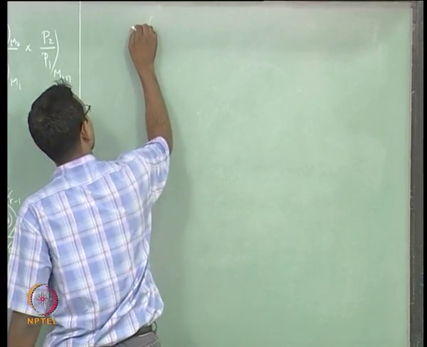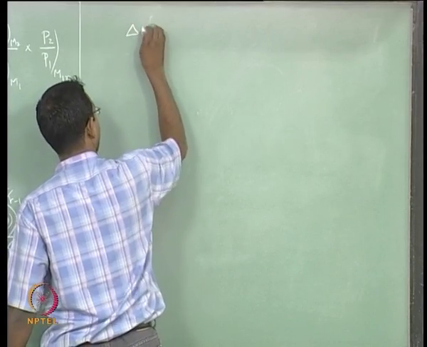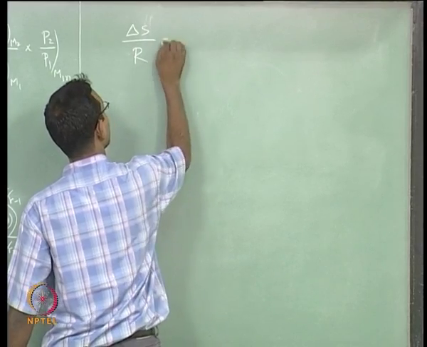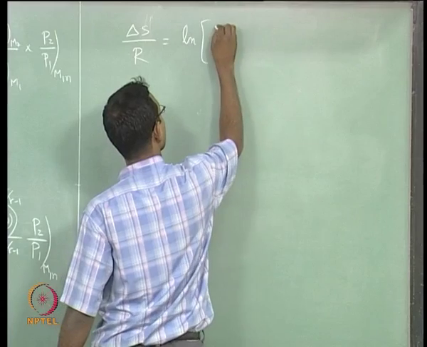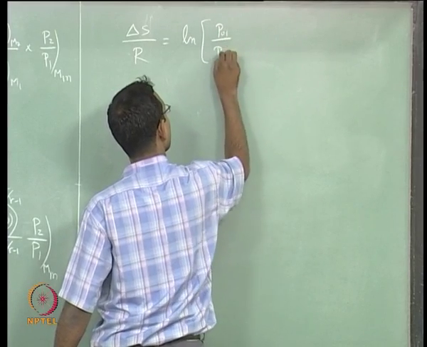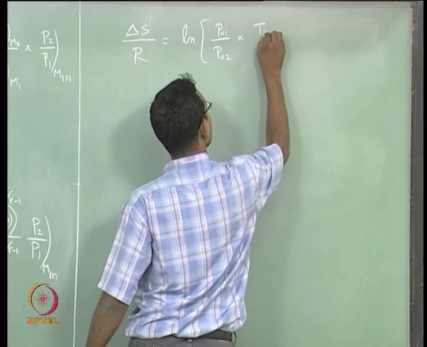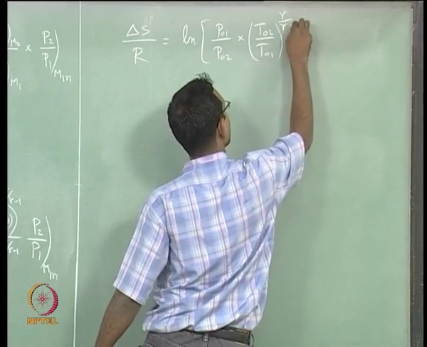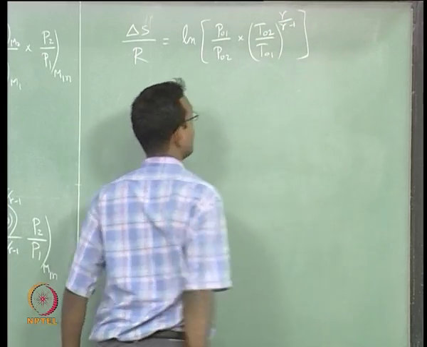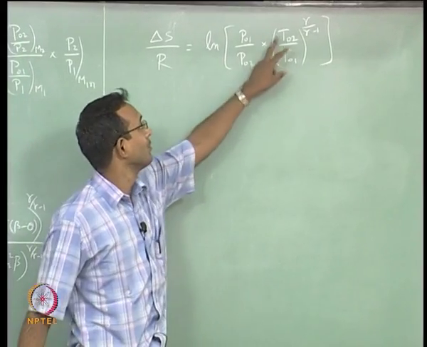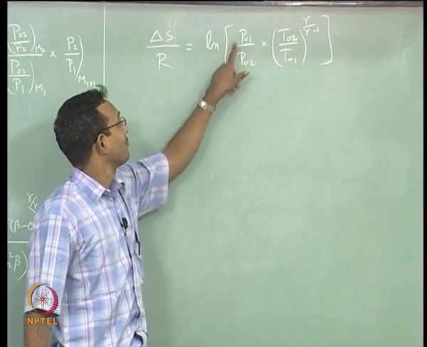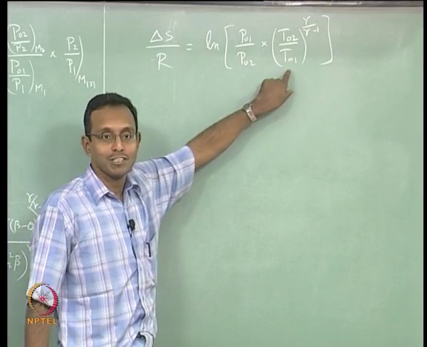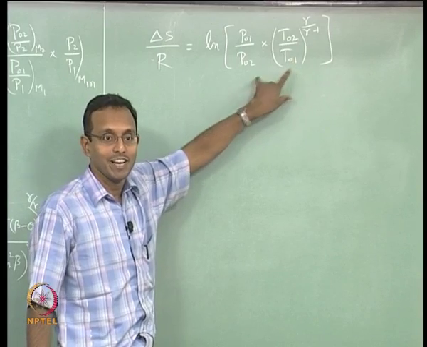Okay. We had this formula delta S. We had this formula which we said for normal shocks T naught equal to T naught 1, and so it became log of P naught 1 by P naught 2 for delta S by R. And we said in moving shocks this is not equal to 1, and so we have to keep the whole term.